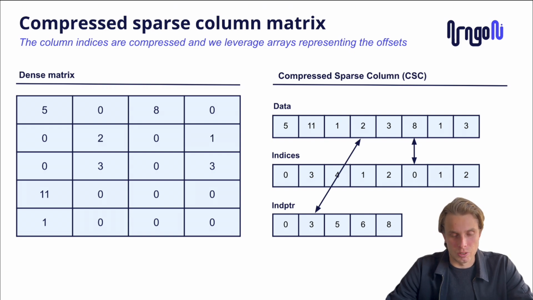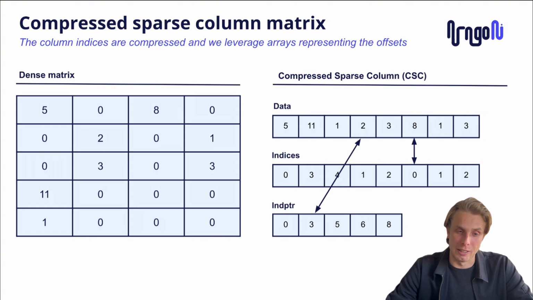Let's give another example. Let's say that I want to get all the values in the second column. Again, I go to my pointer array. I see I'm going to be starting at element 3 and going to 5 exclusive. This gives me the values 2 and 3, again using 0 indexing. So I can do it very fast.